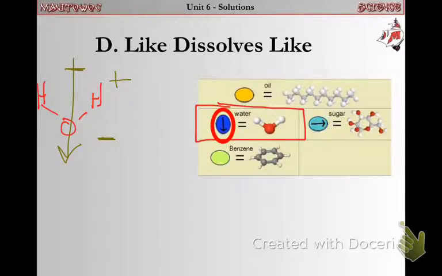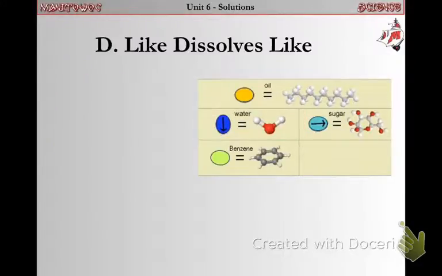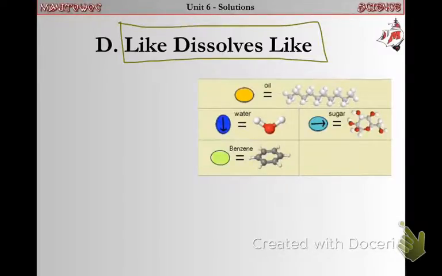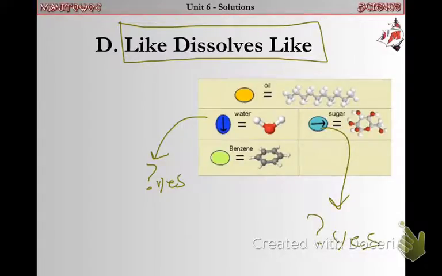So sugar and water both exhibit this concept of molecular polarity, so guess what? Sugar and water dissolve. And that brings me to the title of this slide, like dissolves like. Does this guy have molecular polarity? Yeah. Does this guy have molecular polarity? Yeah. And so what does that mean? Well, that means that these two will certainly dissolve.